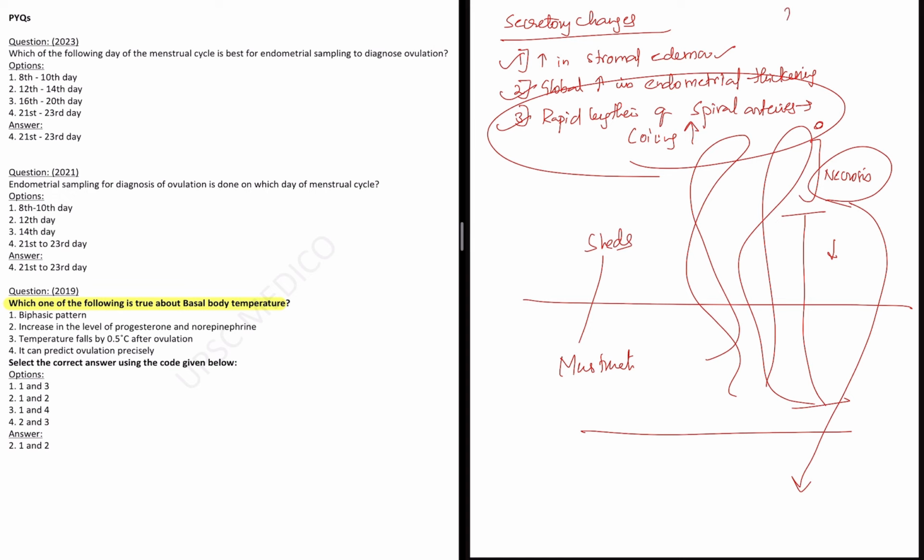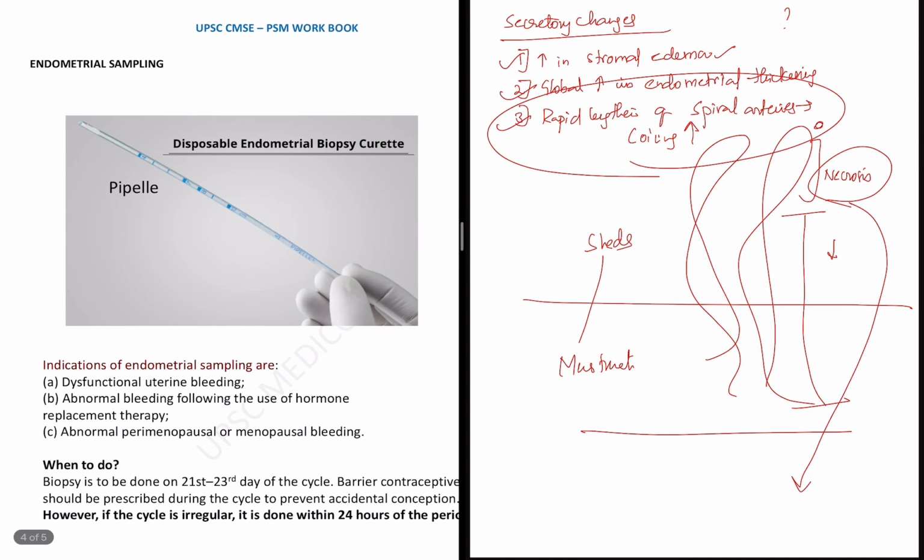Now when to do this endometrial sampling, that is the question. So as I was telling you, look at this slide. So this is pipelle curette, which is disposable endometrial biopsy curette. So endometrial biopsy or sampling are interchangeably used in the textbook. Biopsy is a little more invasive. Sampling, we only do aspiration. So endometrial sampling is obsolete nowadays because it is invasive. We don't do it. It's only for theoretic purpose. Now yes, definitely endometrial sampling is more useful for other indications like dysfunctional uterine bleeding, abnormal bleeding, that is AUB because of hormonal replacement, or perimenopausal or menopausal bleeding, which is more important rather than for diagnosing of ovulation.